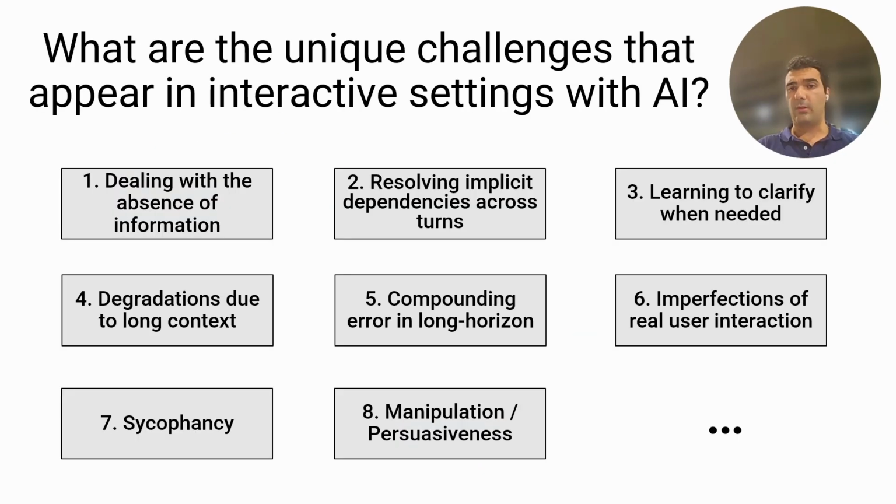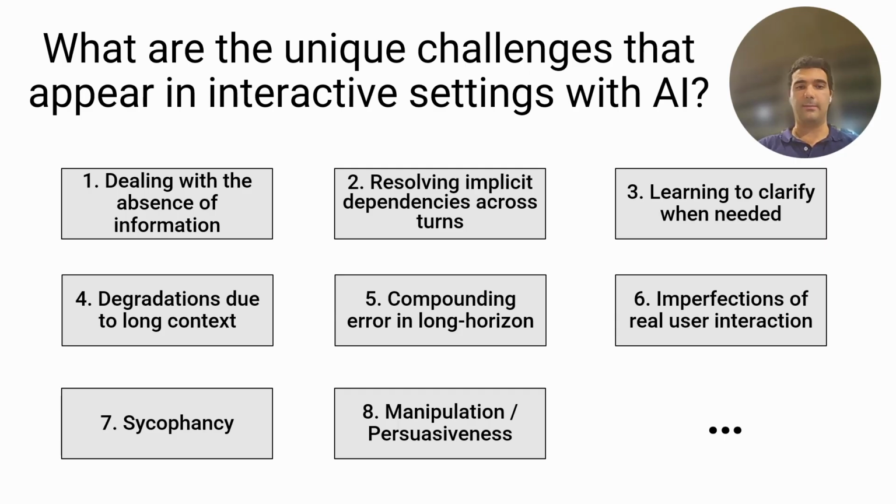And some of the unique challenges that appear only in interactive settings with AI, a lot of them are related to discourse problems. But for instance, dealing with the absence of information, maybe because the user is revealing information gradually, or maybe because the user doesn't know certain pieces of information and therefore can't specify them. That leads to problems of having to resolve implicit dependencies, or for the system to have to learn to clarify when needed, but only when needed, right? And to do so in the right way.